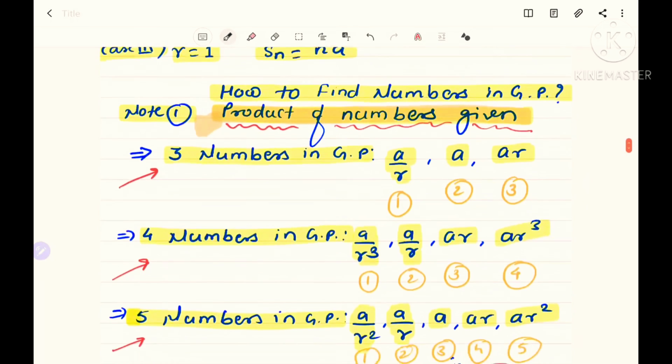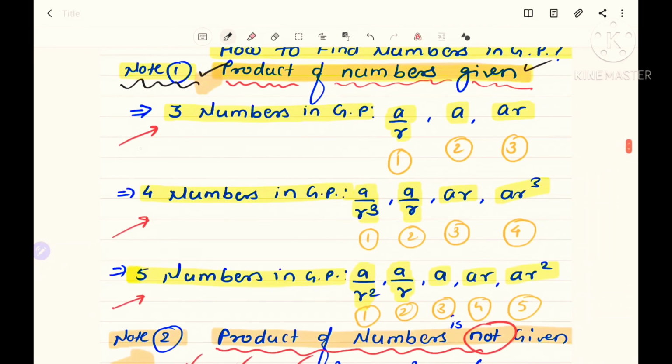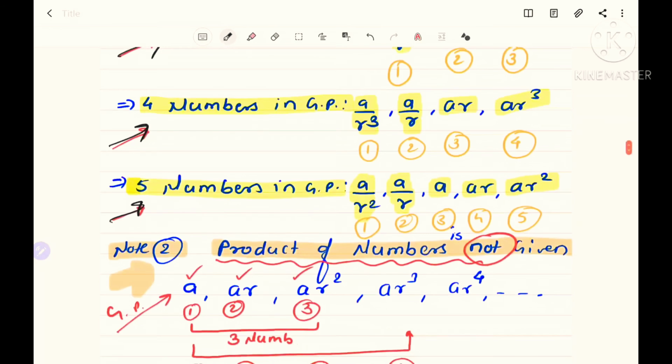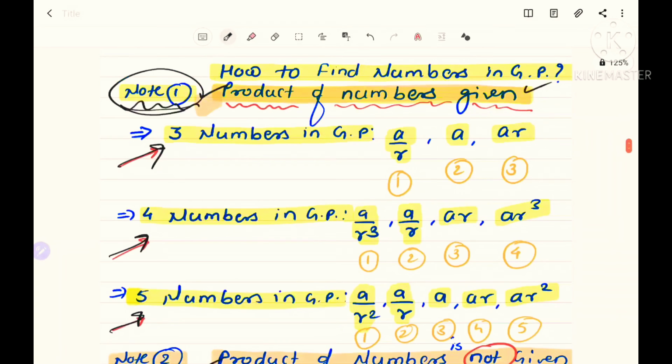I am talking about this thing: 3 numbers in GP if the product is given. Read note number 1. If the product of numbers is given, this is the way to select 3 numbers, 4 numbers and 5 numbers in GP. There is a different rule if the product is not given. For note number 1, select the 4 numbers in this way: A divided by R cube, A divided by R, AR and AR cube.